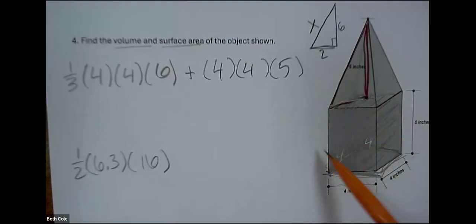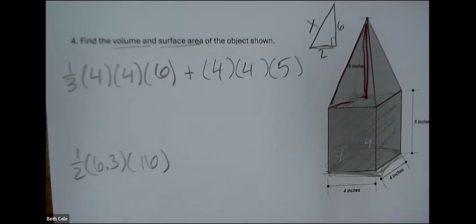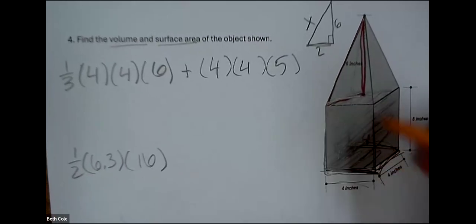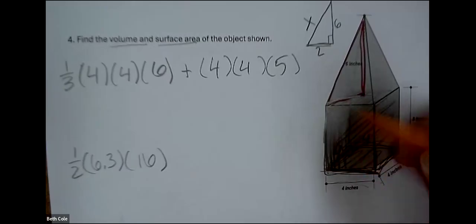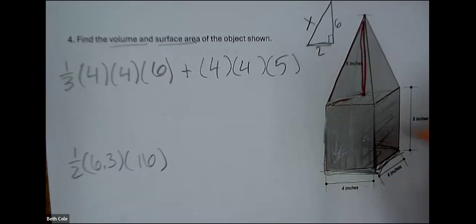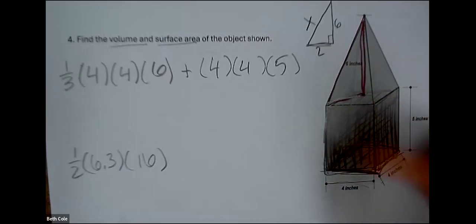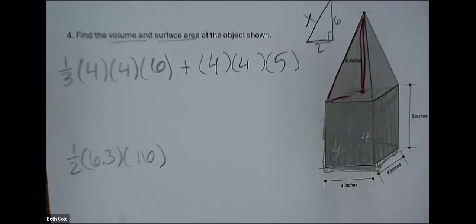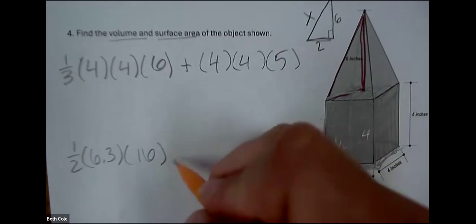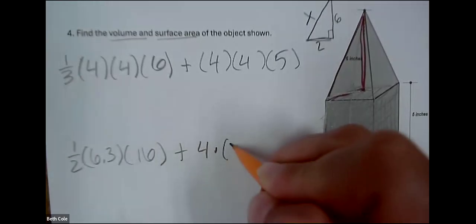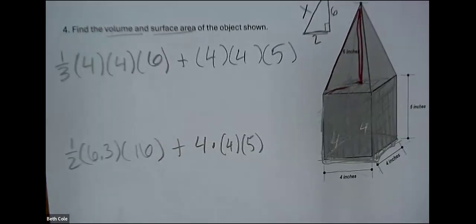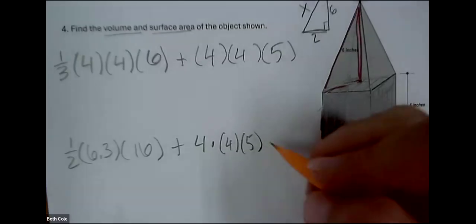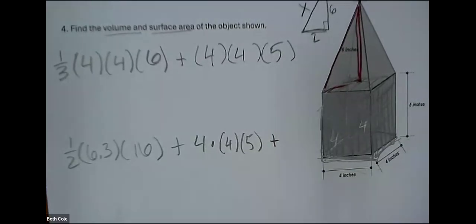Now we're going to do the amount around the outside of the rectangular base. Look at this, it's 4 by 5. If you do this front side, it's 4 by 5. And then this side is also 4 by 5. And then the back is 4 by 5. And then this side is 4 by 5. So how many sides are going around do we have? There's 4 of them, and they are all 4 by 5. Length times width. And then lastly, we're going to add on the bottom.